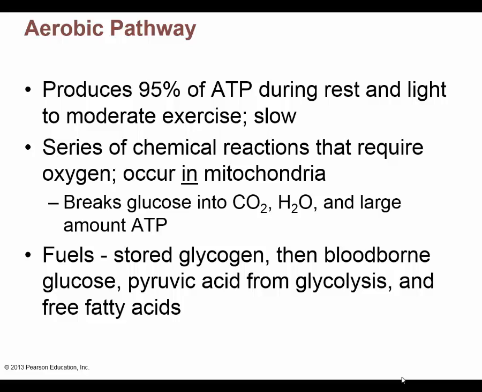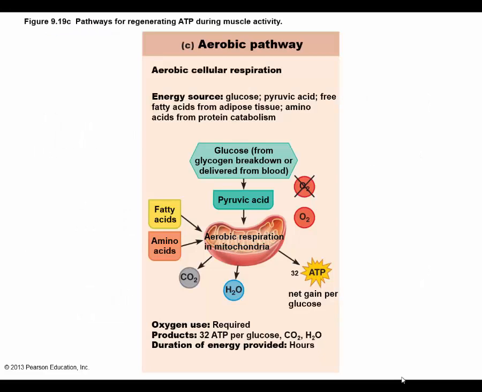We've got pyruvic acid that came from glycolysis. If you have oxygen present, glycolysis made pyruvic acid that made it into the mitochondria, as well as free fatty acids. Some of these might be fatty chains that came from phospholipids. It might be from your diet when we start breaking down some of the fats in your diet. But we've got fats that have lots and lots of energy. So it's not always just sugar. There are other energy molecules that we can break down and make ATP.